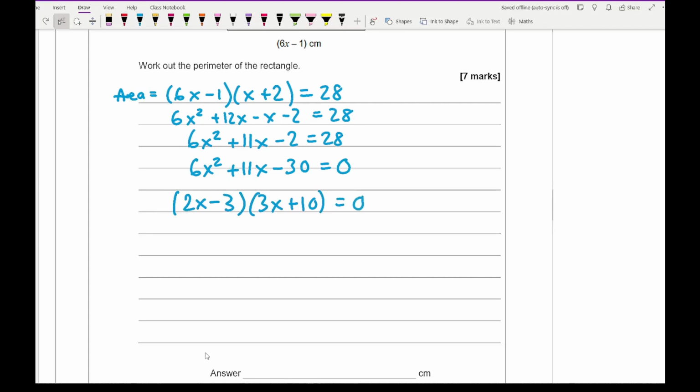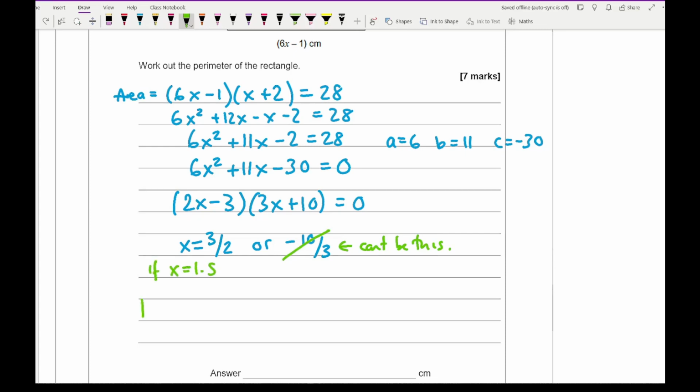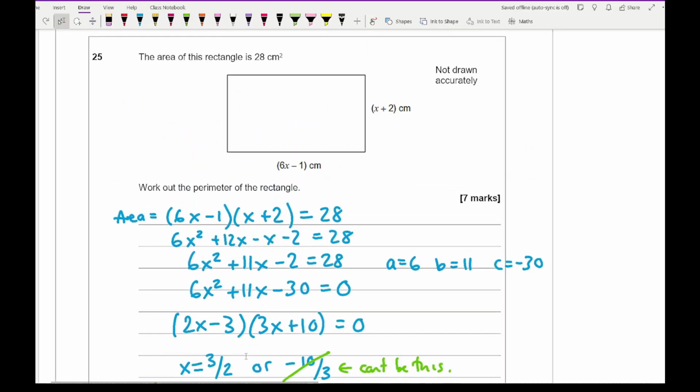If you didn't want to factorize, I would probably go for the quadratic formula, where a equals 6, b equals 11, and c equals minus 30. But solving by factorization, we get x equals 3 over 2 or minus 10 over 3. Now x can't equal this, as we would end up with a negative length. So x equals 1.5.